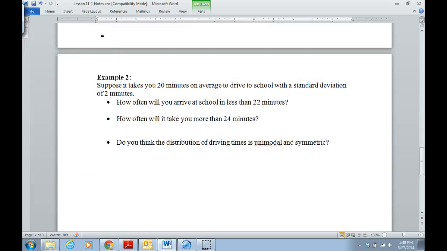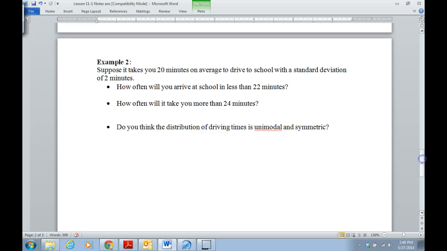Suppose it takes you 20 minutes on average to drive to school with a standard deviation of 2 minutes. How often will you arrive to school in less than 22 minutes? How often will it take you more than 24 minutes? And do you think the distribution of driving times is unimodal and symmetric? We'll talk about that later. Let's do one step at a time, okay? So number 1, how often will you arrive to school in less than 22 minutes?